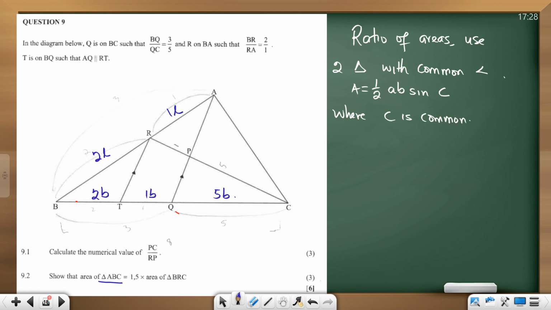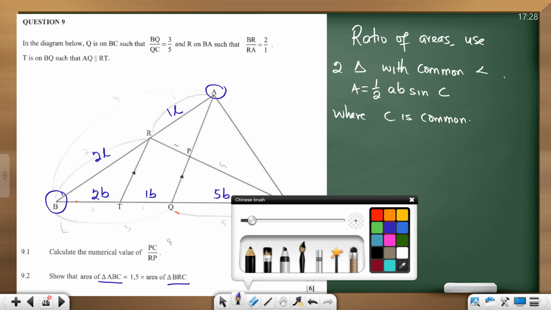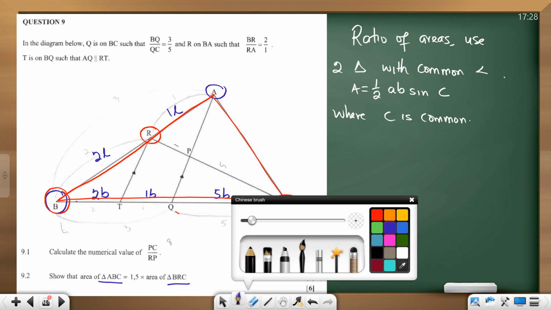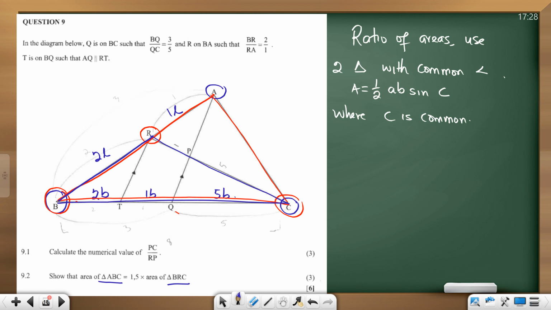Area of triangle what? ABC. Focus on your triangle. What triangle is this? BRC. Let's find ABC. A, B, and C. Make sense? All right. Let's find BRC. Where is B again? B, R, C. There's an angle that is common to both of them. That's my first triangle. Right? And that's my second triangle. It's common. That's your trick now. That's where your answer lies.